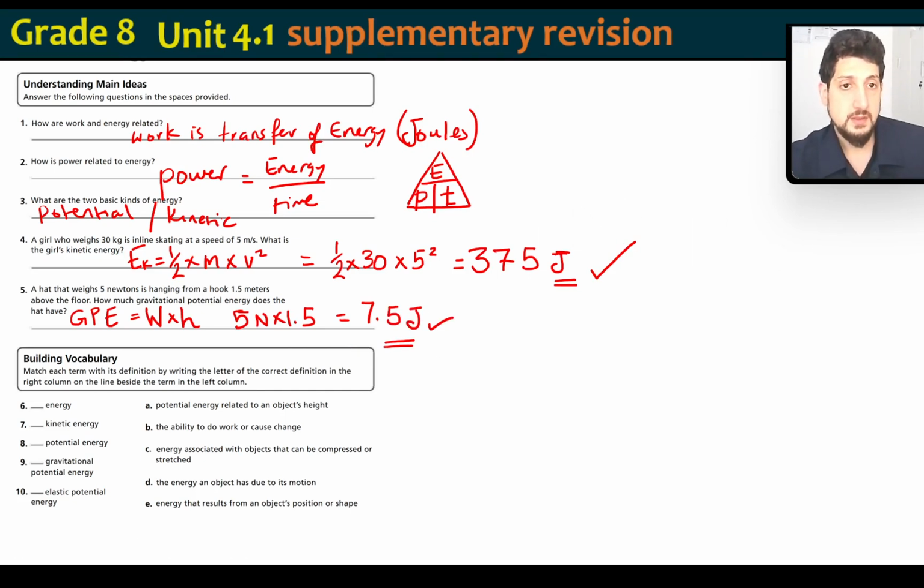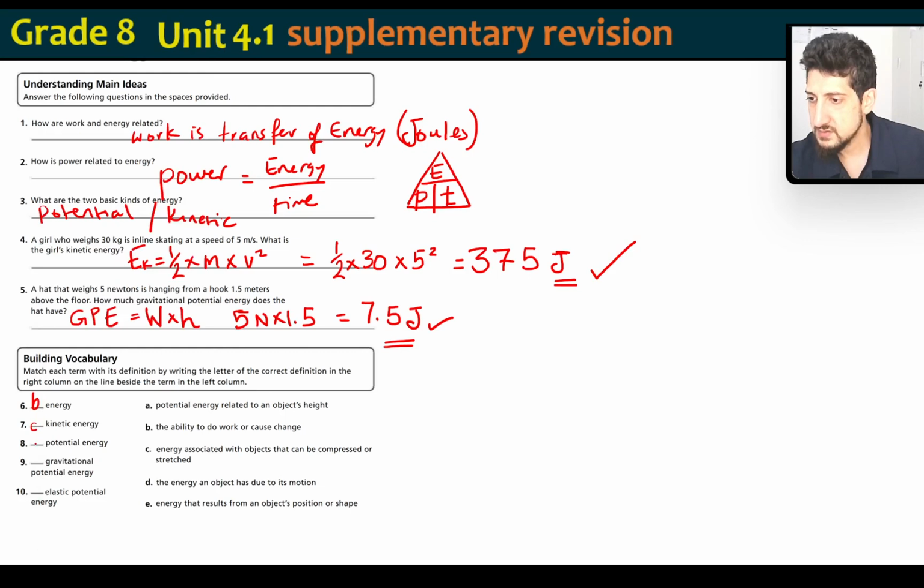Okay, hopefully that wasn't too hard. And now we've got some sort of matching energy. We have to match each term with its definition by writing the letter. Energy is, which one of those? Potential energy related to the ability to do work or cause change? Absolutely. That's energy. Kinetic energy, that's the energy an object has due to its motion.